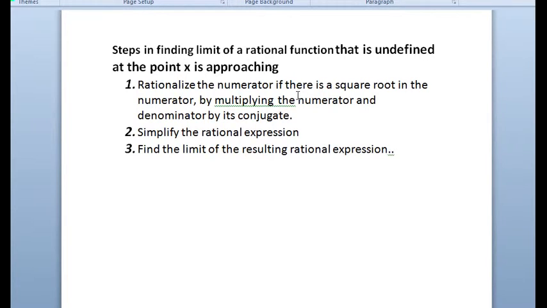In our last class, we looked at some examples wherein this was the case. The number that x was approaching made the function undefined. So those problems 49 and 51 in our last lecture, we can use this technique to find the limit of those functions. Feel free to stop the tape at any time.